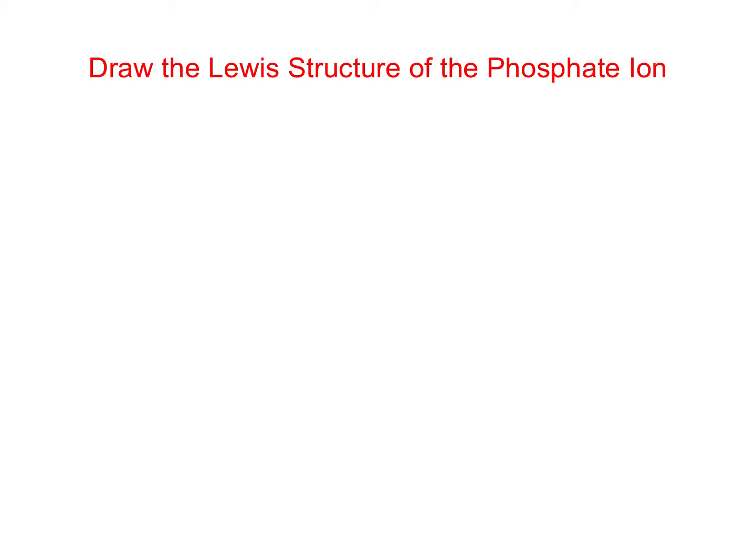Okay, our next example is the phosphate ion. So phosphate is PO4 3-. Phosphorus, being less electronegative than oxygen, will be the central atom. So we have P, O, O, O, O.